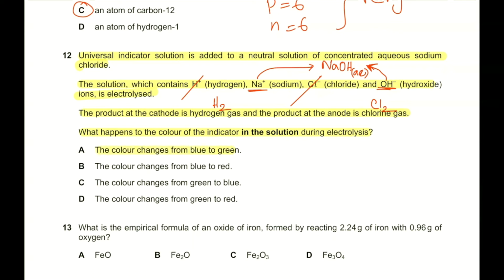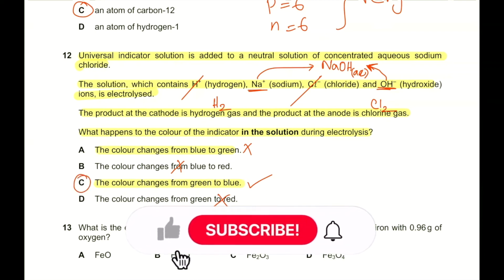So guys, the color was in the beginning green. So "from blue" will be a wrong statement. The color changes from green and then it goes towards blue, guys. That is the correct statement because it is alkaline. Color changing from green to red is wrong because the solution became alkaline, not acidic. So question number 12, C will be the correct answer, guys.